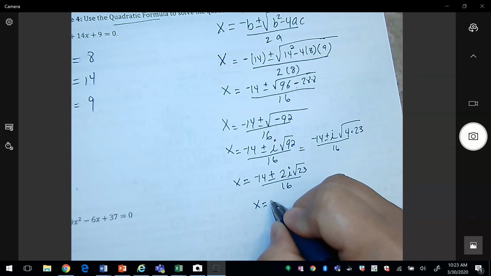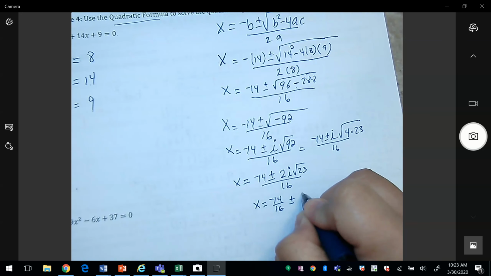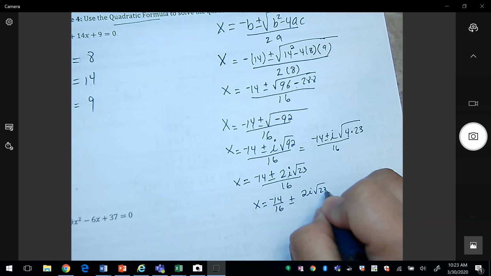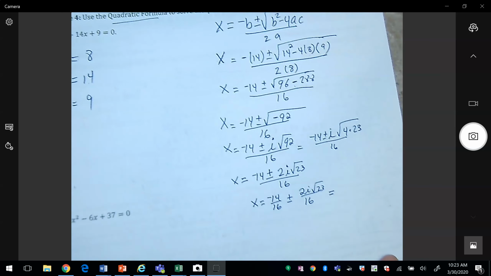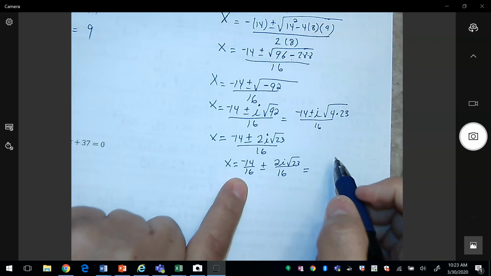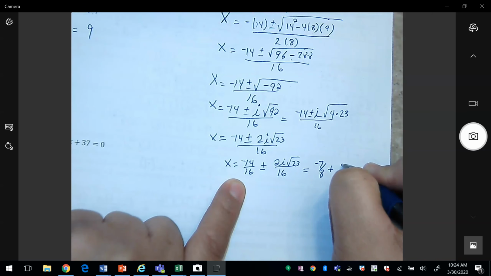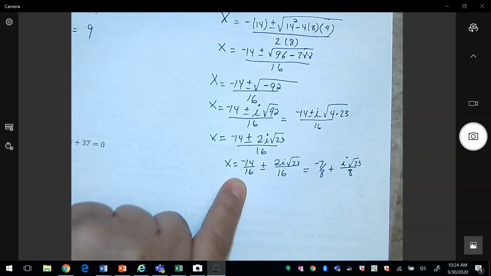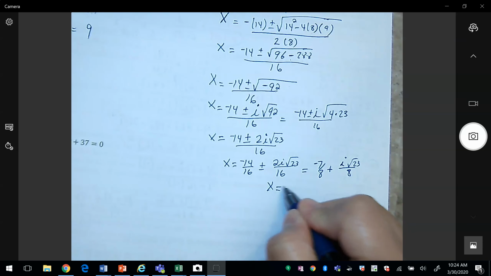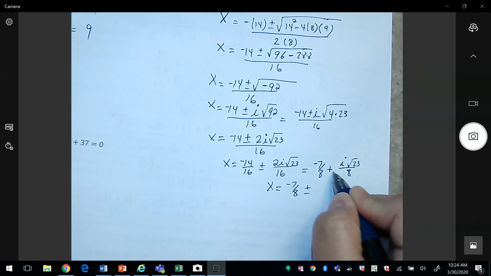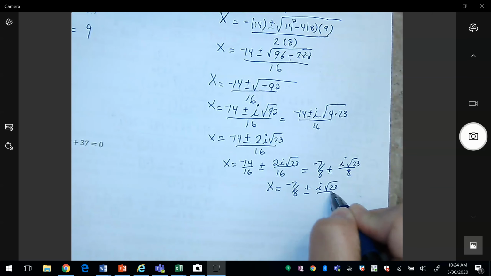And I can break this up as negative 14 divided by 16 plus or minus 2i square root of 23 divided by 16. Make sure you simplify. So negative 14/16 will become negative 7/8, plus i square root of 23 divided by 8. And so our answer is x equals negative 7/8 plus or minus i square root of 23 divided by 8.